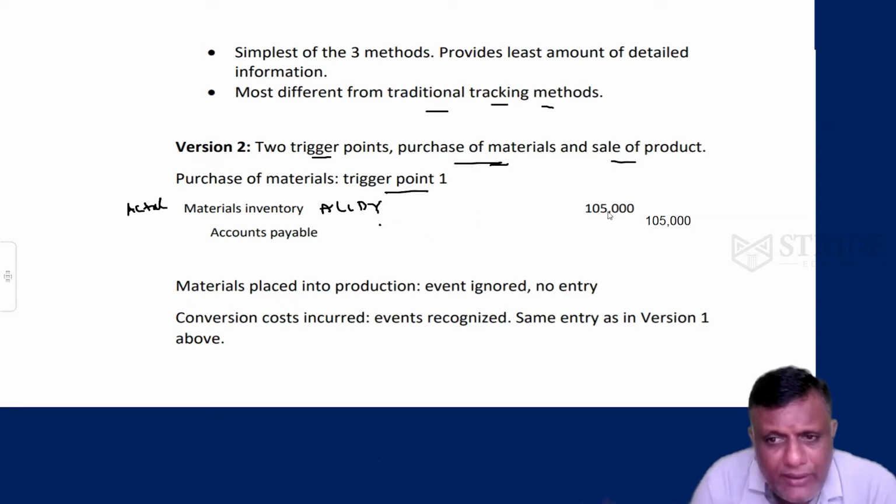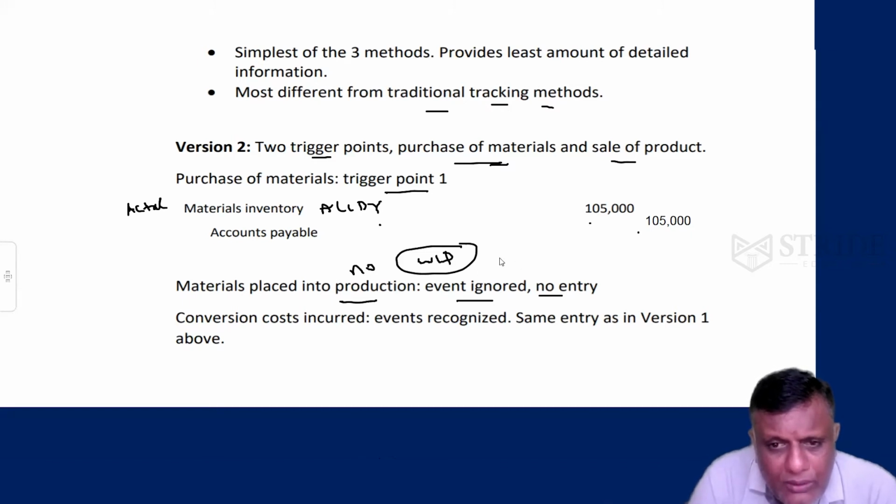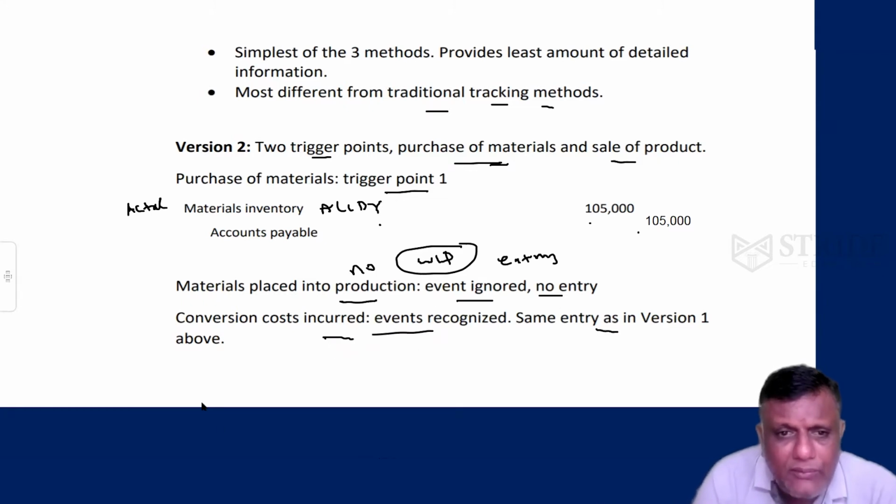Material purchase is trigger point 1, so please make an entry. When the materials are placed into production, events ignored, no entry. Generally, nobody will make a WIP entry for this. No entry for WIP. When conversion cost is incurred, the same entry is to be done, as I told you already. So conversion cost account is debited, and accounts payable or payroll account is credited.